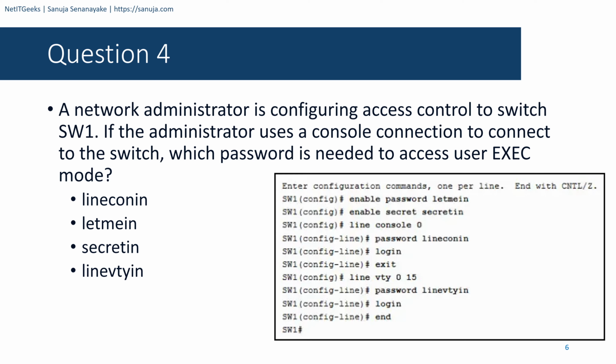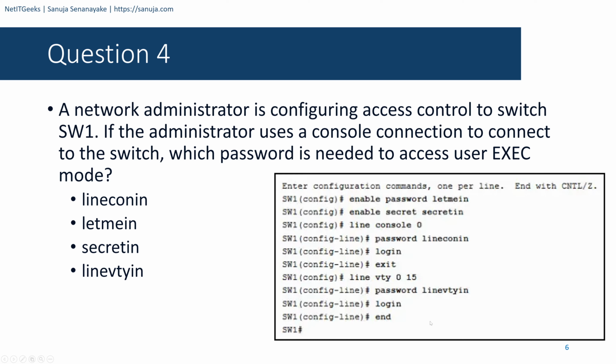On the right hand side, you see here, we have the SW1 switch and they have entered the command enable password, let me in, enable secret, and then they put the secret letting in, so we have two passwords here. Then line console 0, and for line console 0 they have password line con in and login, exit. Line VTY, we have 0 to 15, and we have the line VTY password and login, and exit or end.